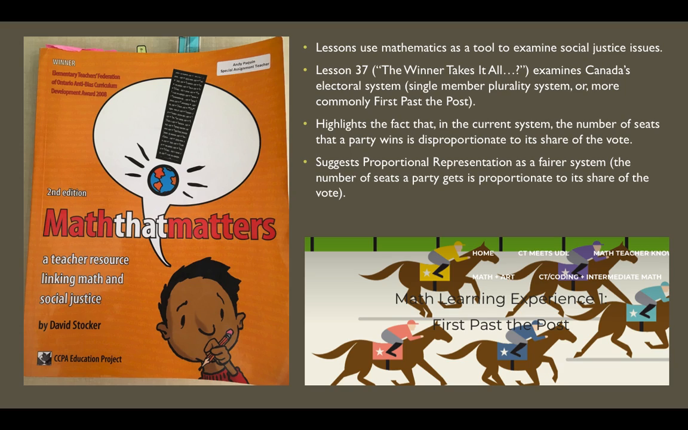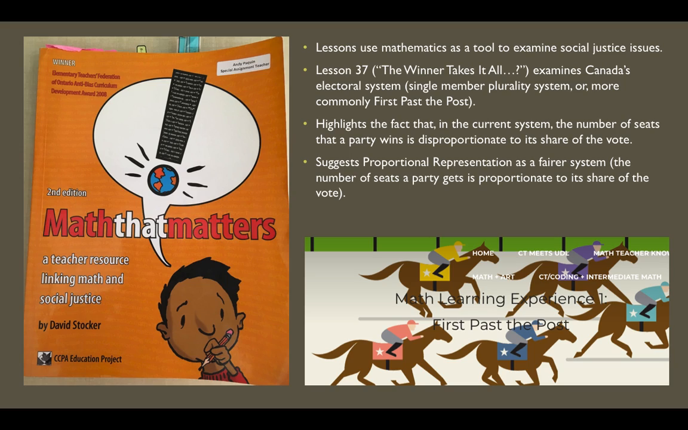So students, when they're looking at these different systems, get a view of how one system has more proportionality existing and working, and the current system where usually the results are not proportionate to each other.